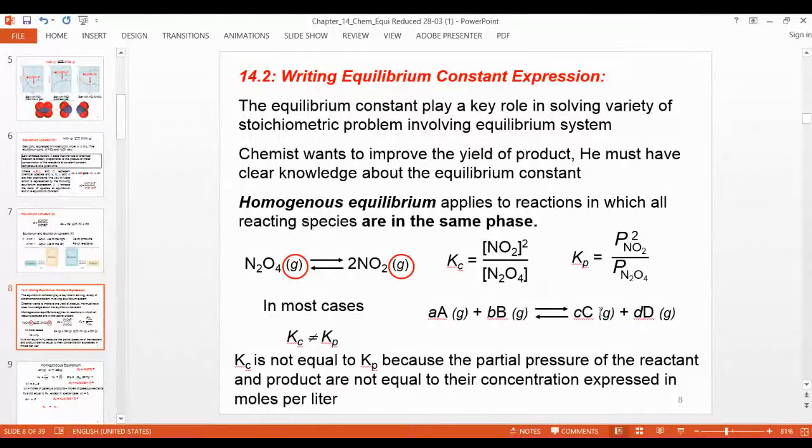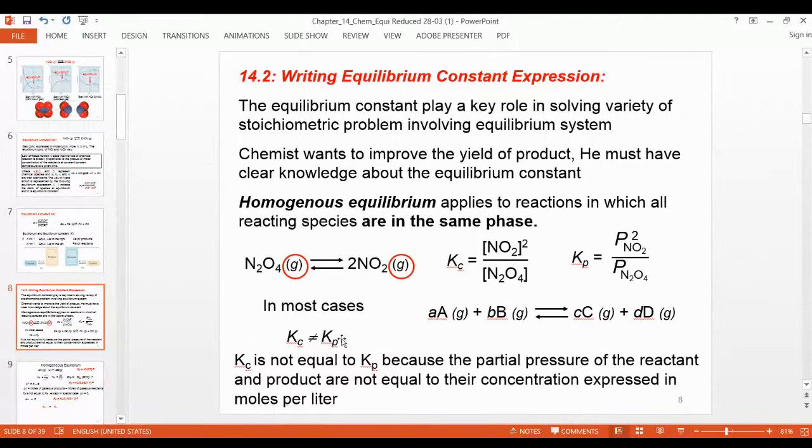So in this way, Kc and Kp. Remember that both are the same, but how you write Kp and Kc is a little bit different. So please don't forget it. This is very important: the difference between Kc and Kp, and how to write them.